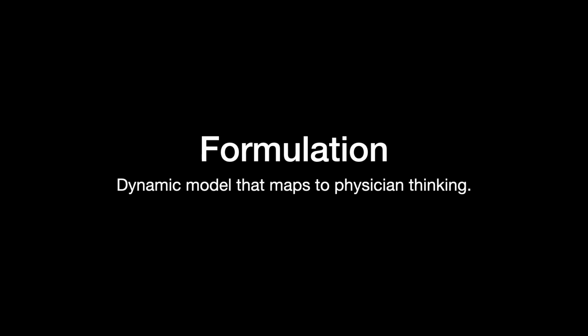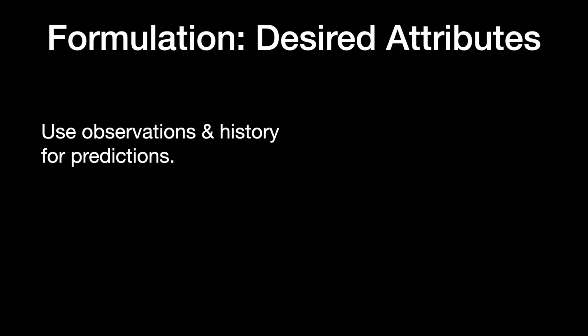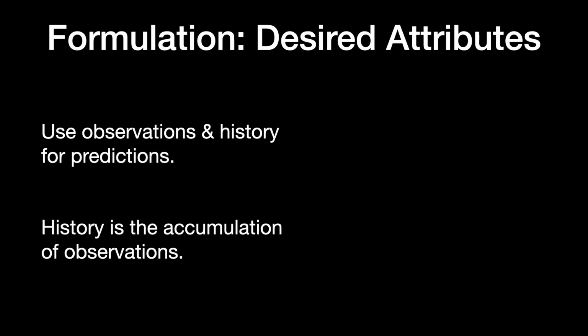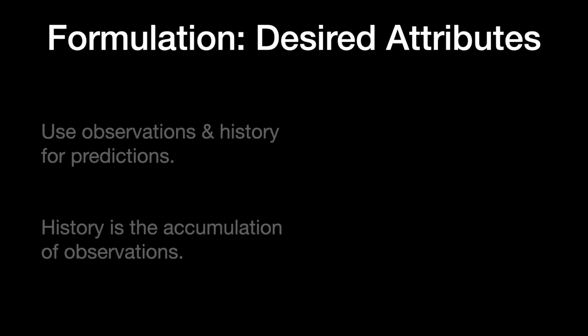And we'd like to build a formulation that's essentially a mapping of these X of t's to Y of t's that also matches well with the physician's thinking. So there's a couple desired attributes that a formulation would have. The first one is that observations and history should both be used to make predictions. Then we should also make sure that the history that we're making is a good history, right? So it should be an accumulation of all the observations we've seen up until today. These are relatively simple constraints, but they help ensure that the model works like a physician would think.